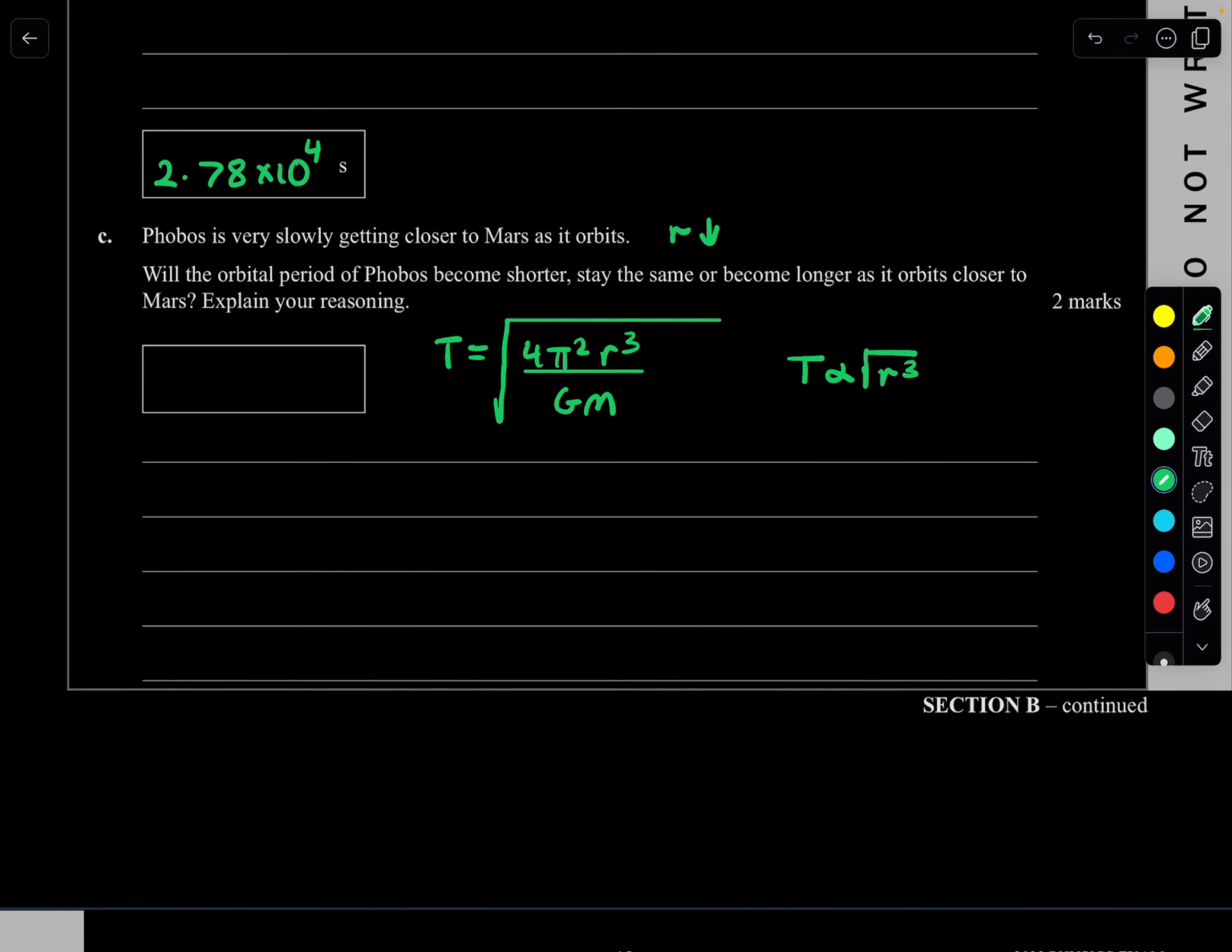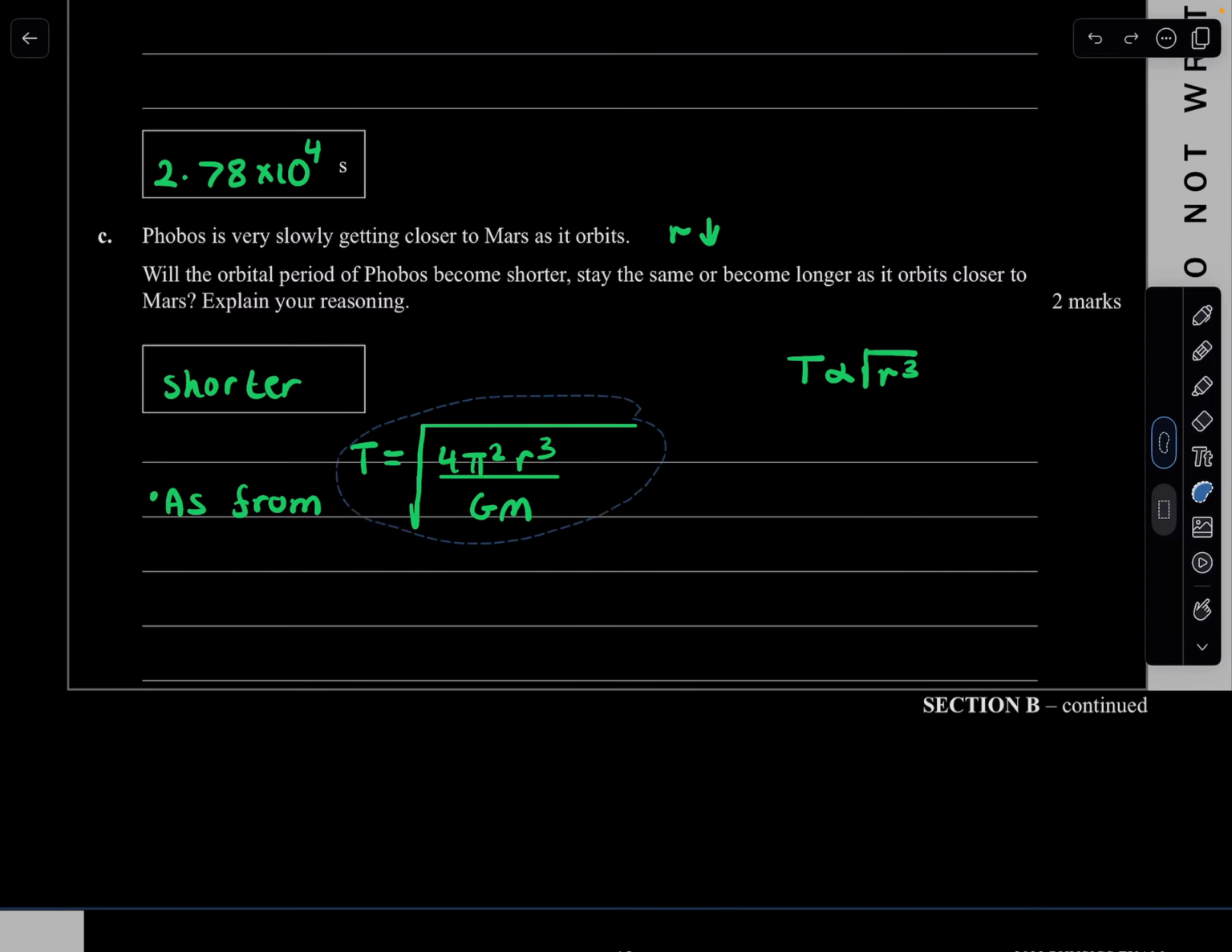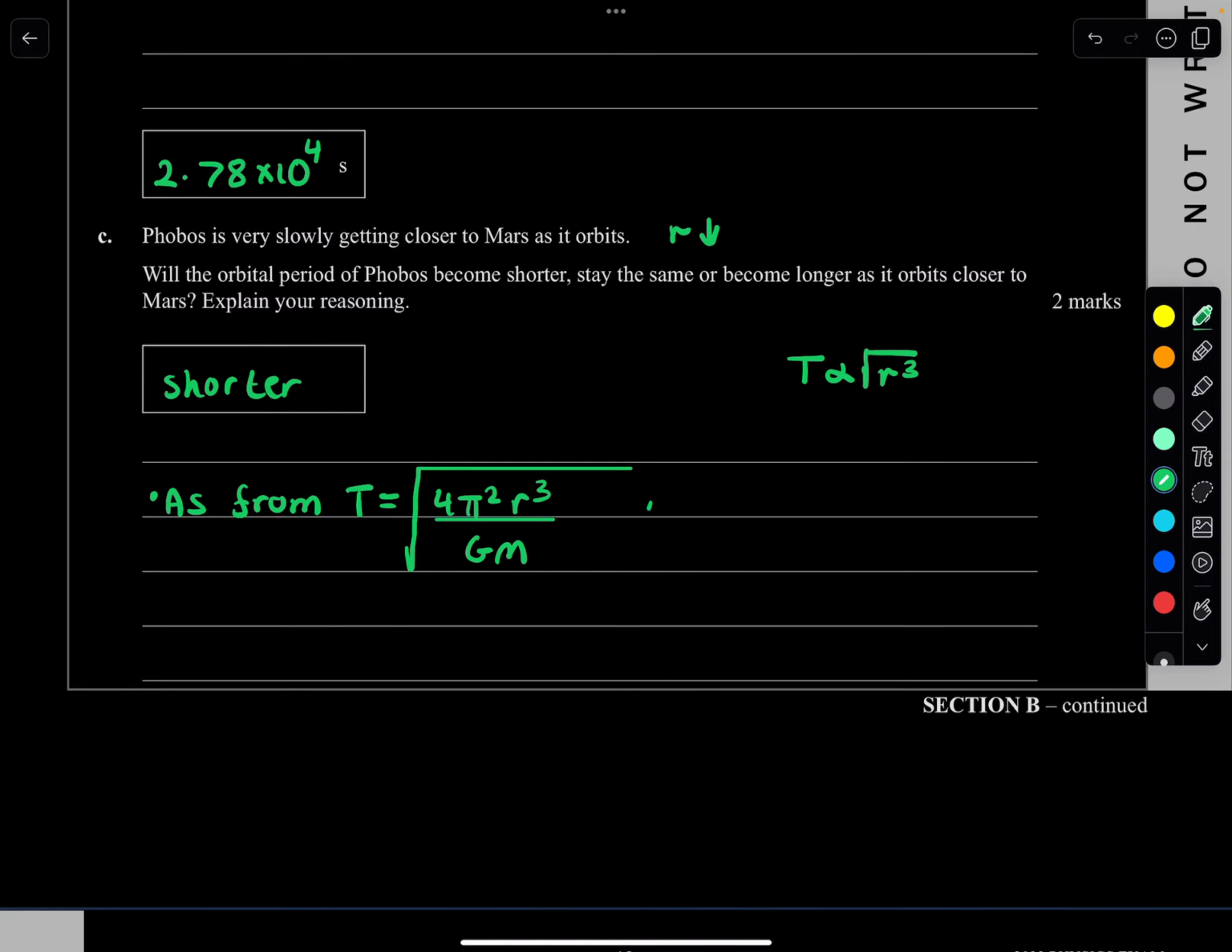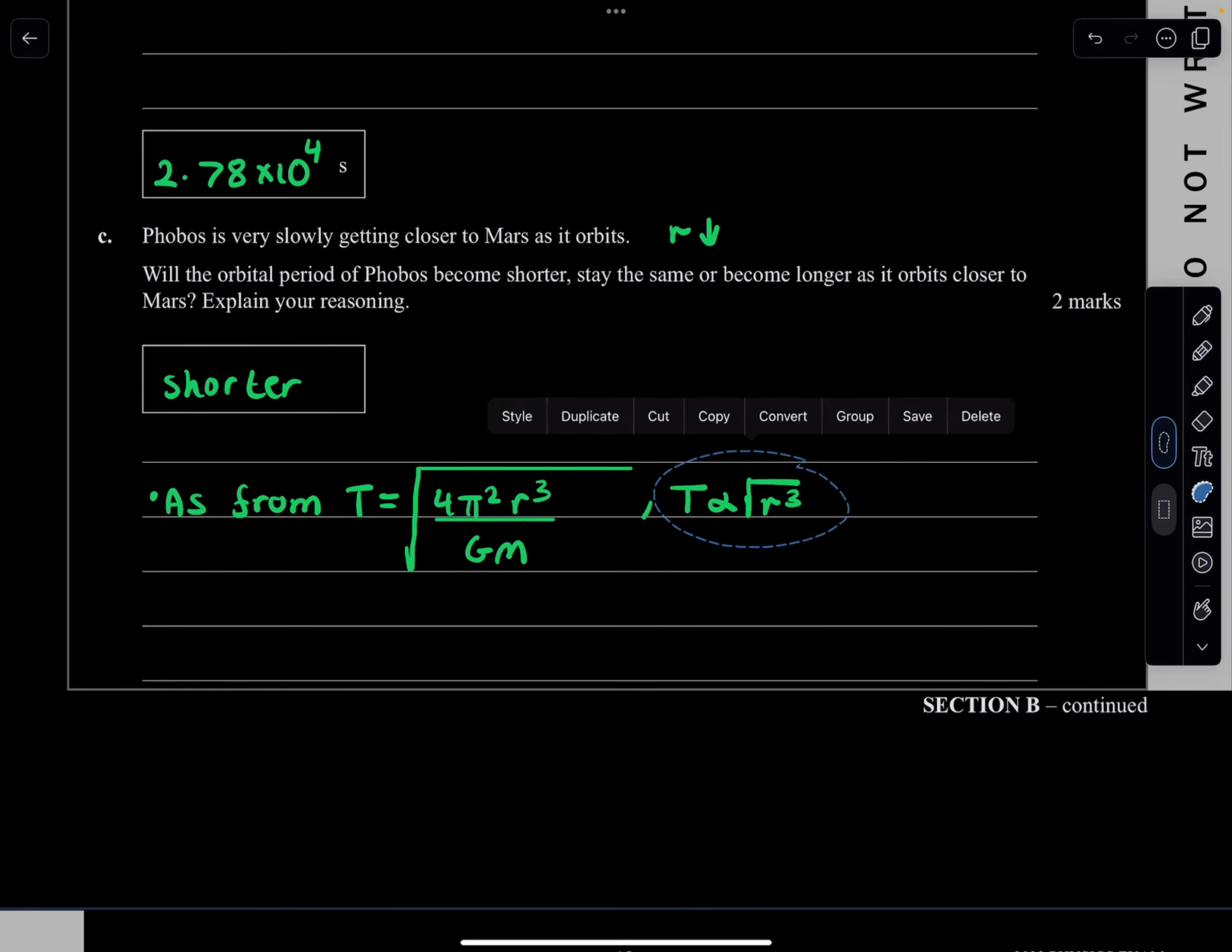Well, let's look at this. We know as the radius is decreasing, the period will also decrease, so it will become shorter. Easy, we answered that. Now we explain by using these. For example, this is how I would explain it. T equals, copy this, as from that, T is proportional to the square root of R cubed.